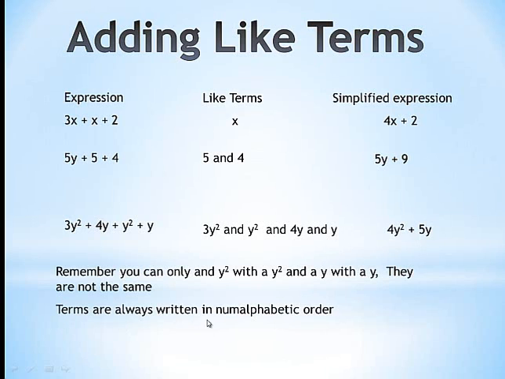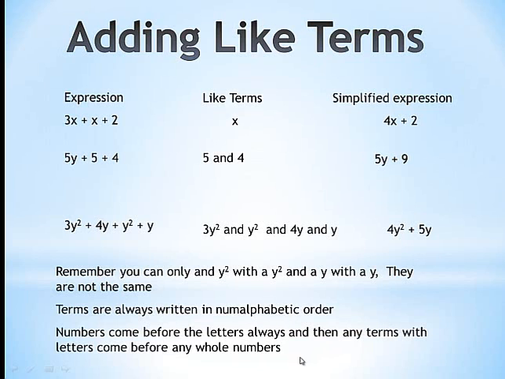Terms are always written in alphabetic order. That's a word that I made up. So if that's not spelled rightly, then that's just my spelling. So numbers come, then letters in alphabetic order, and then whole numbers come after that.